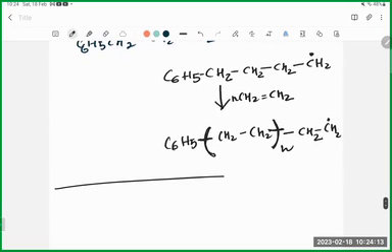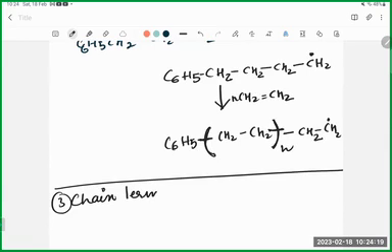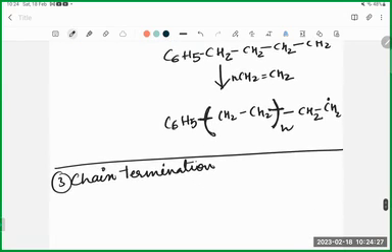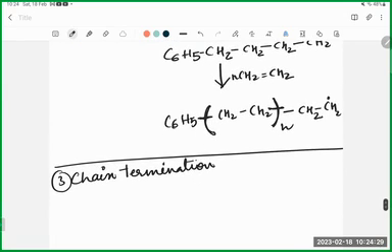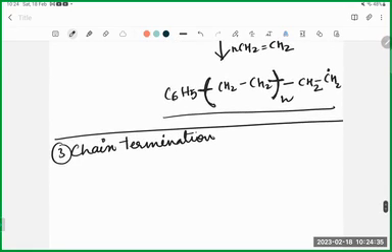After this, we need to terminate the chain. The third step is called chain termination. What do you call this? Chain termination. In this stage, the chain gets terminated. We will be taking multiple numbers of this group, which will be formed during the propagation. So let us take two and explain how it will happen.